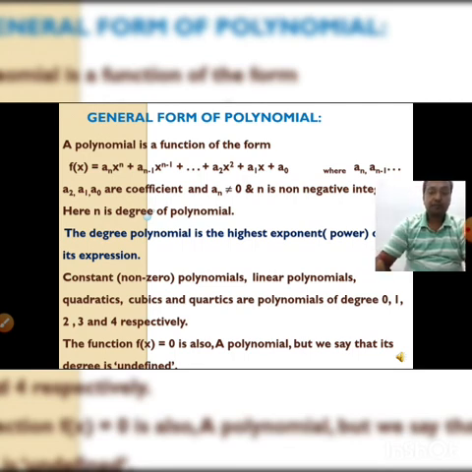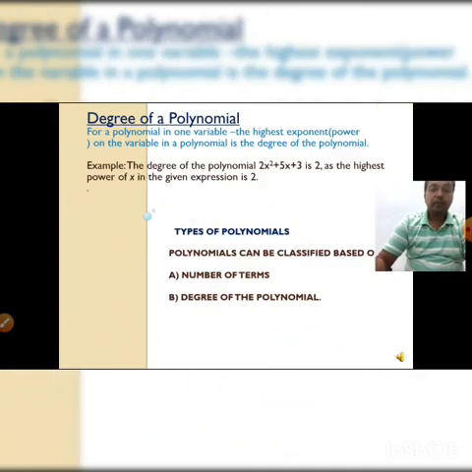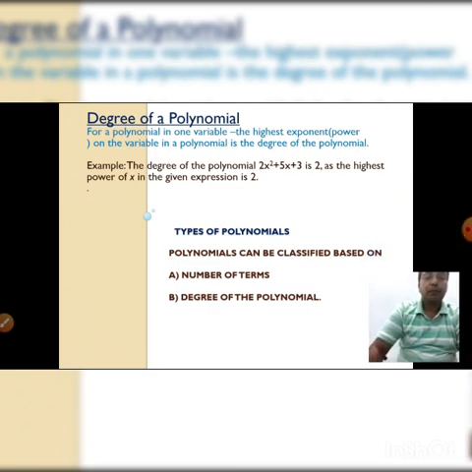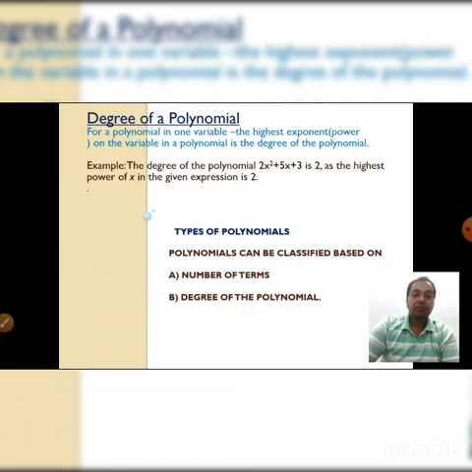Now the basic definition of the degree of a polynomial: for a polynomial in one variable, the highest exponent or power on the variable in a polynomial is the degree of the polynomial. For example, the degree of the polynomial 2x square plus 5x plus 3 is 2, as the highest power of x in the given expression is 2.